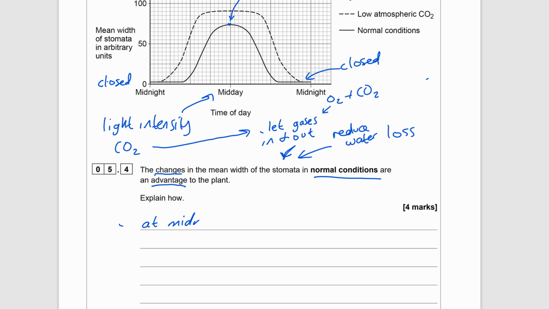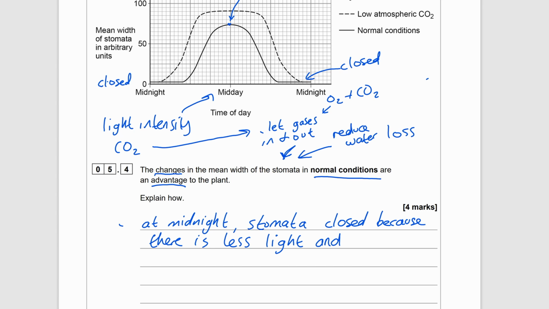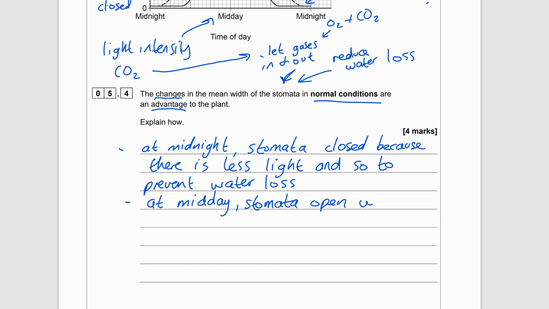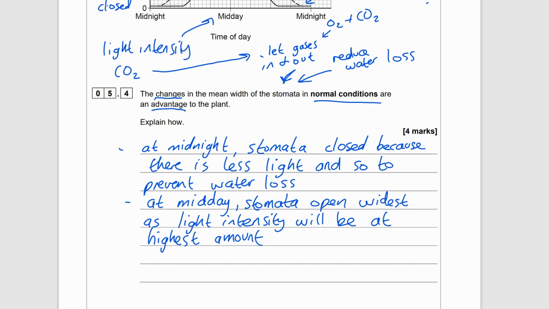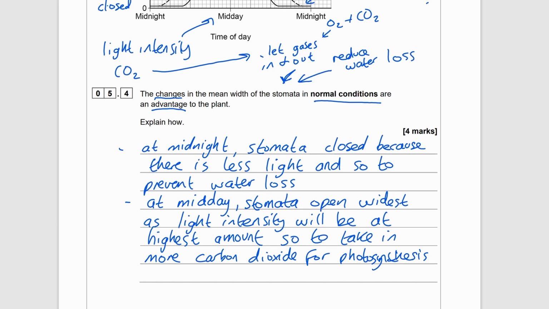So at midnight, stomata closed. Why is stomata closed? Because there is less light, and so to prevent water loss. At midday, stomata is open widest. Why is the stomata open widest at midday? As light intensity and the temperature will be at its highest. So to take in more carbon dioxide for photosynthesis.